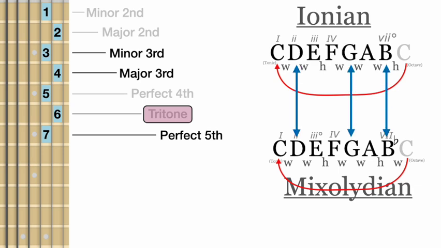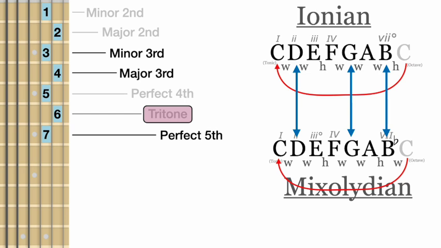So now we're looking at G. And from G to its third is different in Ionian versus Mixolydian. In Ionian, when we go from G to B, we have 2 whole steps. And when we look at G to B flat, in Mixolydian, we have a whole step followed by a half step. So that whole step in Ionian from A to B matters because the half step in Mixolydian, down at the bottom from A to B flat, impacts our third, right?